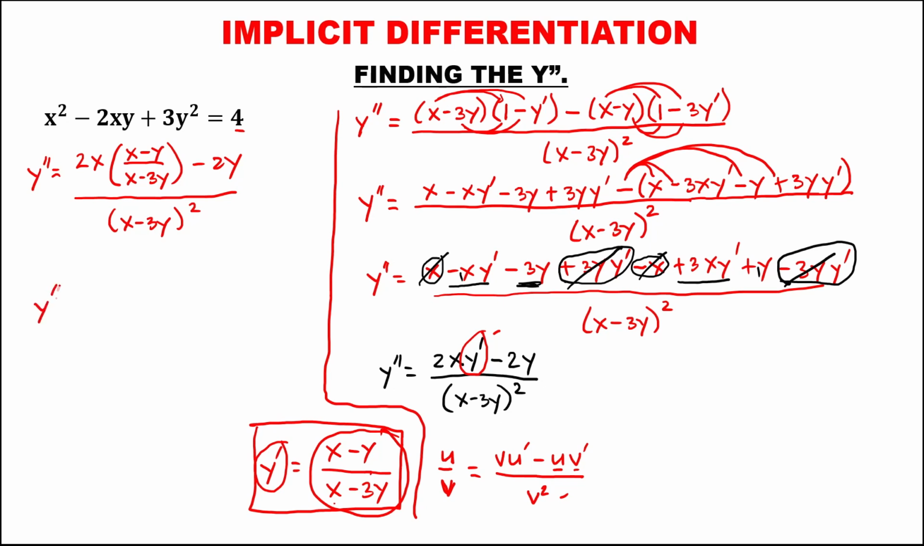Then simplify. So we have y double prime equals, multiply this 2x. So this becomes 2x to the power 2. Then 2x times negative y, so this is negative 2xy, then over x minus 3y minus 2y, then all over the quantity of x minus 3y to the power 2.